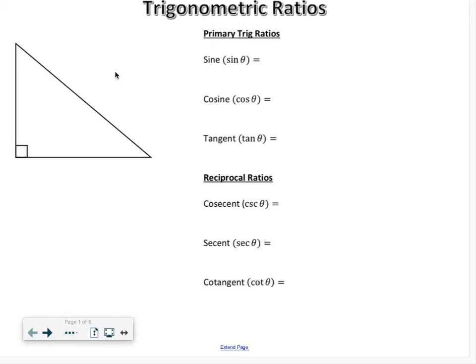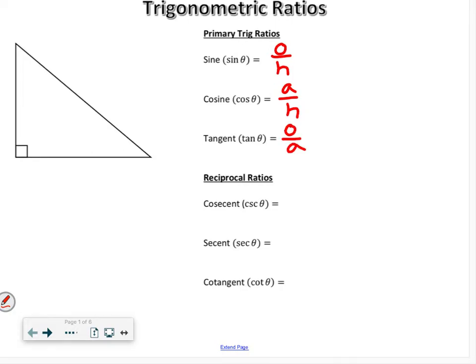Okay, so this year when we're looking at trig ratios and trigonometric functions, we're going to start by looking at the trig ratios, but we're really going to try to focus more on the reciprocal ratios than what we did last year. Last year, in grade 10, when you were first learning this, you learned that sine is opposite over hypotenuse, cos is adjacent over hypotenuse, and tan is opposite over adjacent.